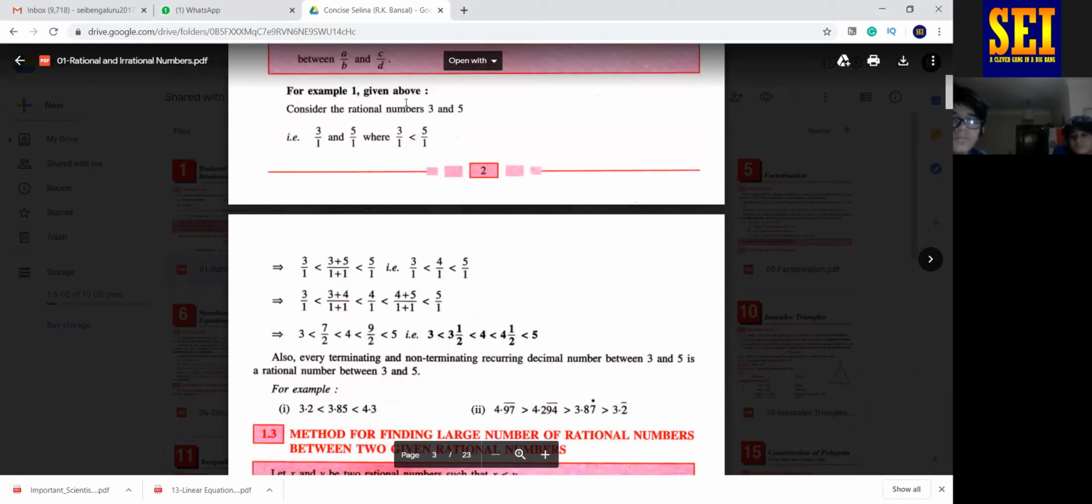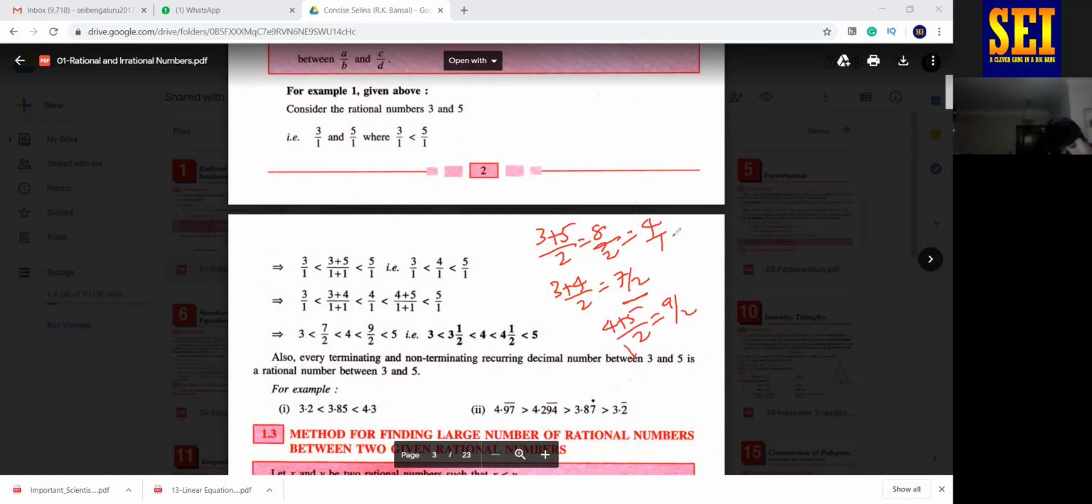3 means 3 by 1, 5 means 5 by 1. So 3 is less than 5, we know that. Now 3 plus 5 by 2, how much? 8 by 2, which means 4. 4 means 4 by 1. 3 by 1 is less than 4 by 1, which is less than 5 by 1. Now, between 3 and 4, we can find out one more number. What is it? 3 plus 4 by 2, which means 7 by 2. 7 by 2 is one more. Again, between 4 and 5, you can find out one more number, which means 4 plus 5 by 2 is equal to 9 by 2. So this is the way also we can get it. Clear? Next we will see.